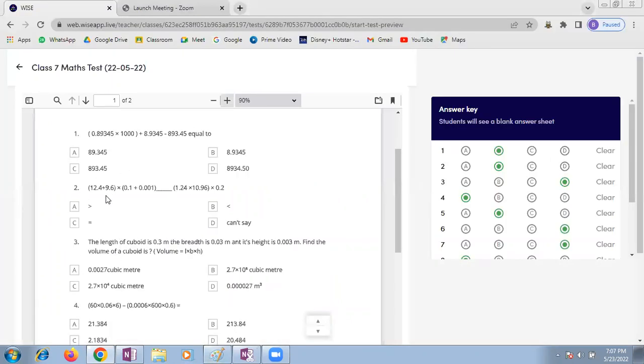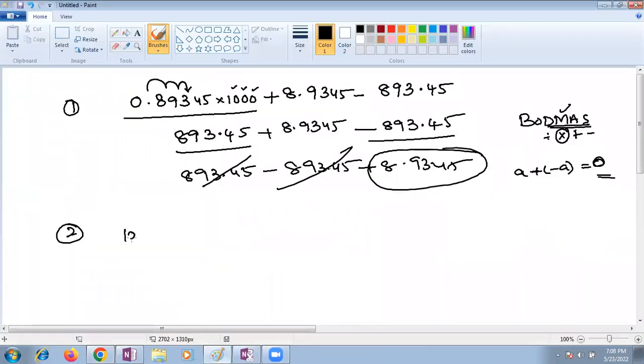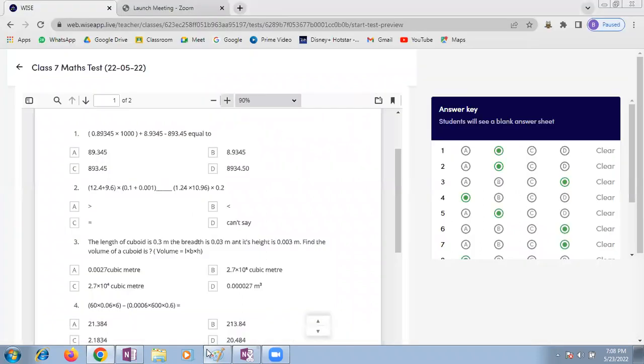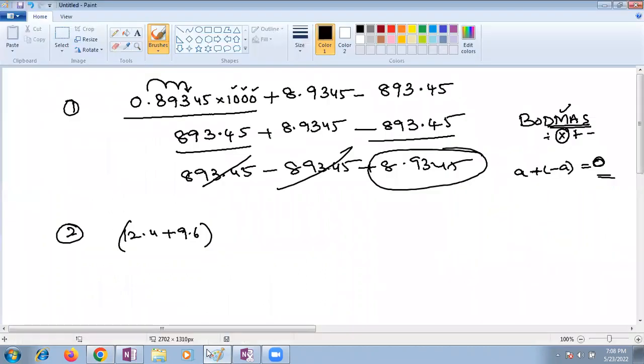We'll go with that. You see, children, by looking, we can answer one way, and if you are not able to do it by looking, you can at least do some part of the calculation. Here, in the bracket, 12.4 plus 9.6 together. And the next part, what is the next part, Nana? Multiplied with 0.1 plus 0.001. You need to compare with the right side, Nana.